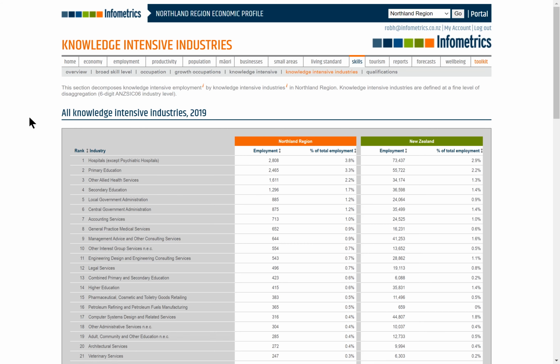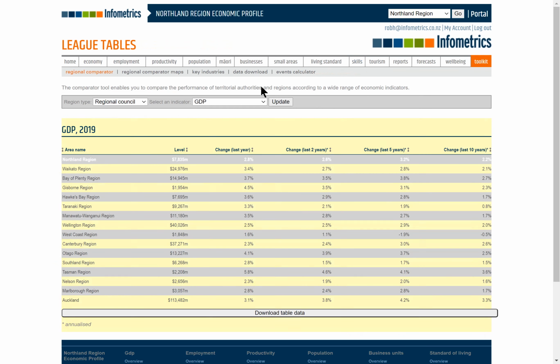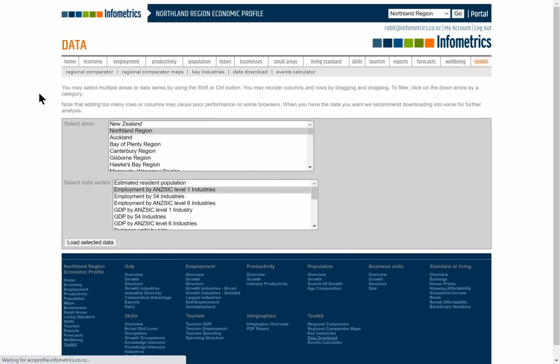If you want an even finer level of industry or occupation detail and you're a premium subscriber, go to the toolkit and click on Data Download. Here you can download employment, GDP or business numbers at ANZIC level 6, which will give you very detailed industry data, or 6-digit ANSCO, which will give you very detailed occupation data. A separate video explains in more detail how to use the toolkit.